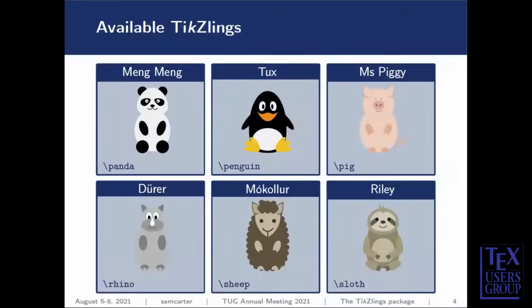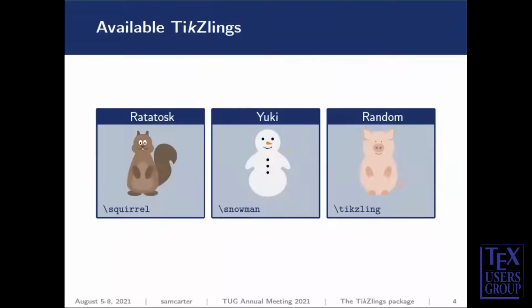The rhino is named after Albrecht Dürer, who made a famous woodcut depicting a rhino without ever having the chance to see one himself. And the namesake of Riley is a sloth Barbara once met. The snowman is called Yuki, as an homage to the Japanese word for snow.